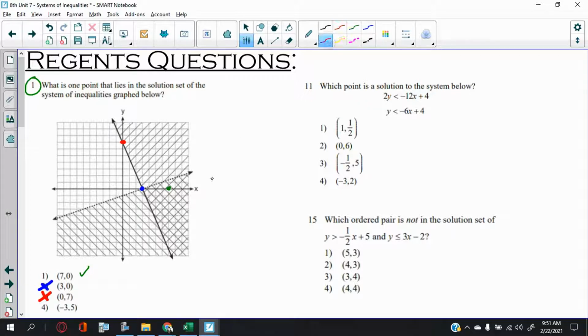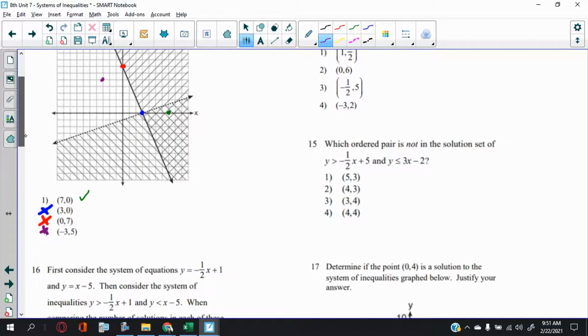And lastly, what is that? Negative 3, 5. 1, 2, 3. Wait, no. 1, 2, 3, 4, 5. No, definitely not. So that leaves us with 1 as the answer. All right, what else?